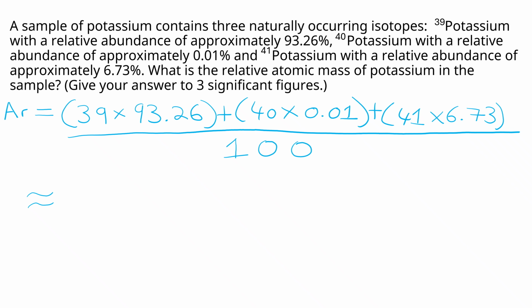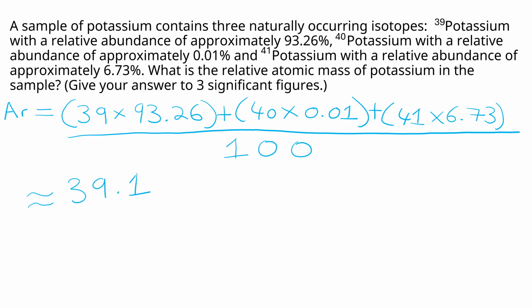Okay, so AR, relative atomic mass, is equal to the relative isotopic mass of potassium-39, 39, multiplied by its relative abundance of 93.26, plus the relative isotopic mass of potassium-40, 40, multiplied by its relative abundance, 0.01, plus the relative isotopic mass of potassium-41, 41, multiplied by its relative abundance of 6.73. We add all those together and we divide by 100, and then we get an answer to 3 significant figures of 39.1. Now, remember, you don't have to use units for this answer. We just want the numerical value.